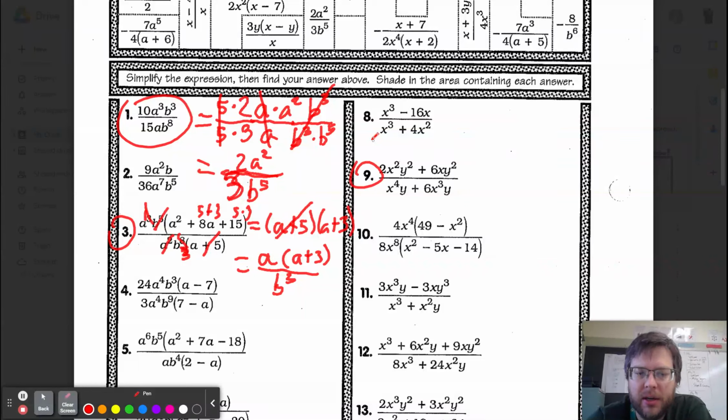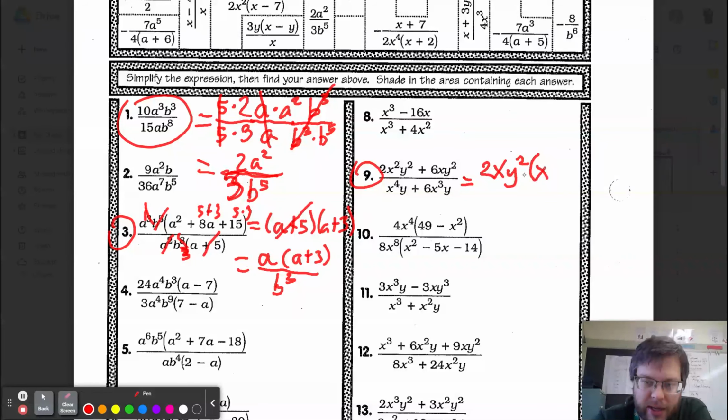This one looks kind of hard. Let's do this one. Here, when I look along the top, both 2 and 6 have a factor of 2 in common. Both the terms have an x in common. Both the terms have a y squared in common. So I'm going to distribute that out. If I take out a 2, an x, and a y squared, this first term is left over with just a single x. If I take out a 2, an x, and a y squared, the second term is just a 3. So that's factoring the top.